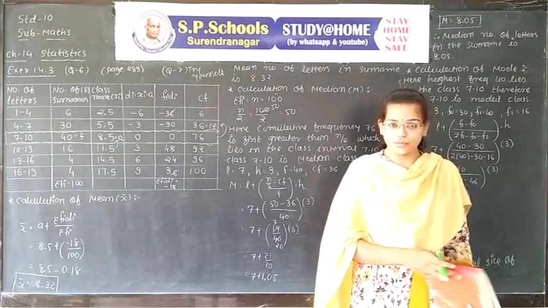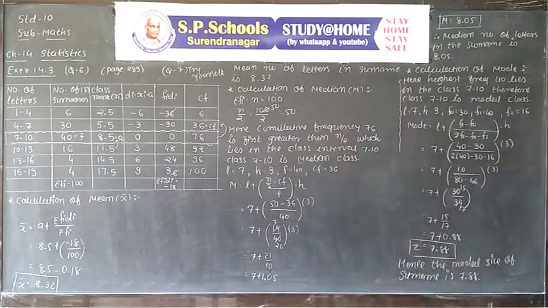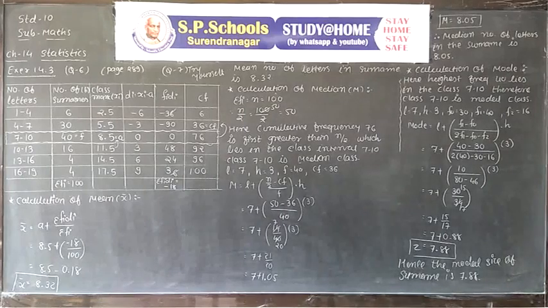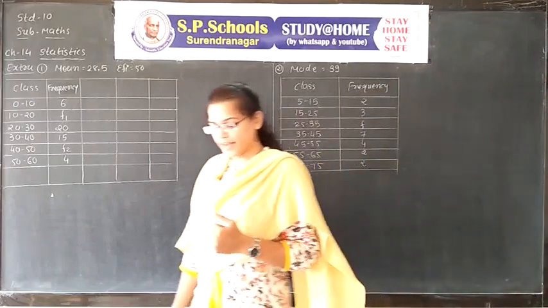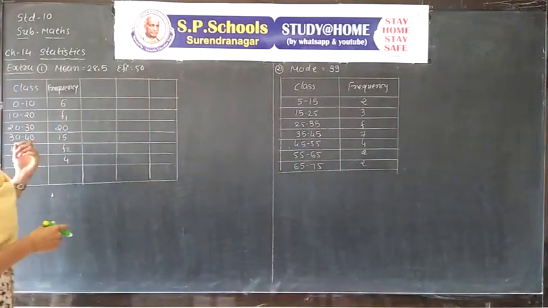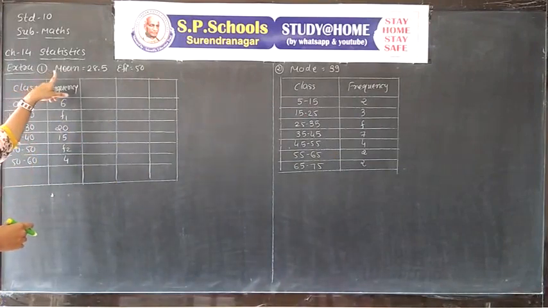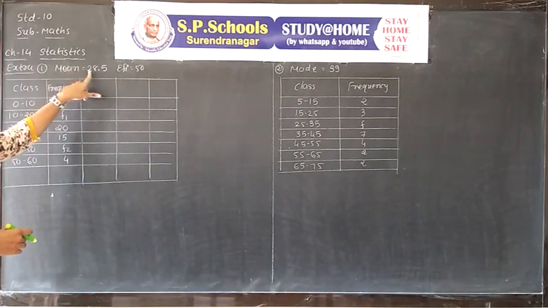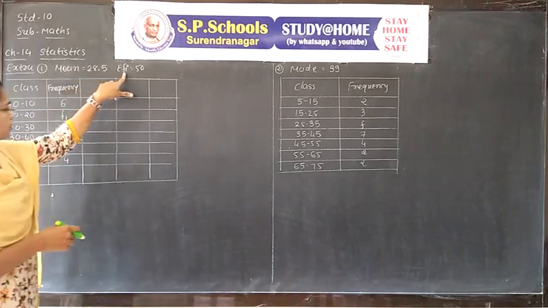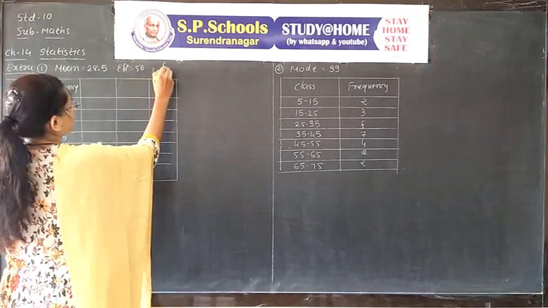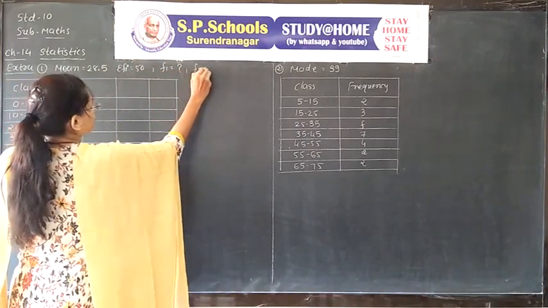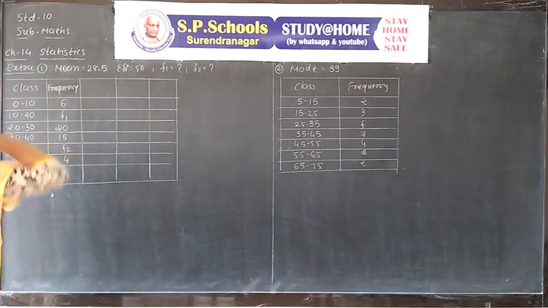Now we discuss 2 more extra sums. Let's see 2 more extra sums. The question in an examination is like this: the mean of the given data is 28.5 and the total frequency is 50. Find the missing frequencies F1 and F2.